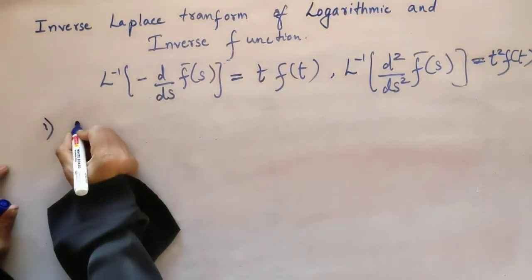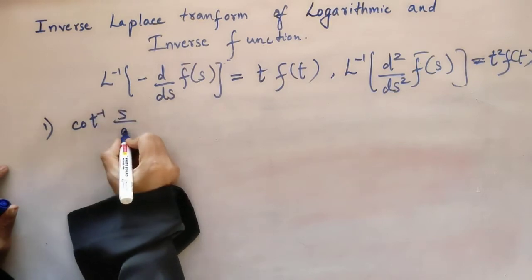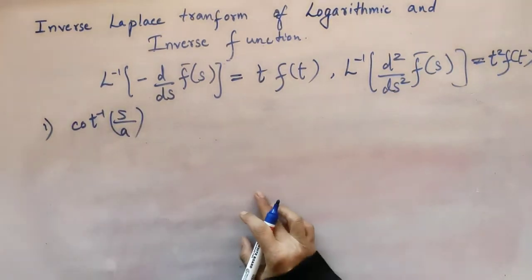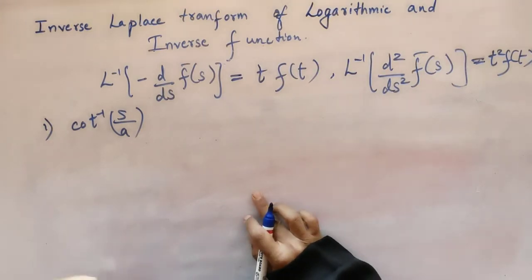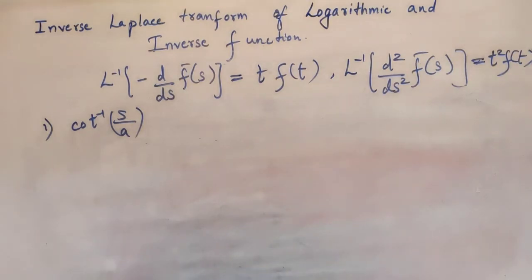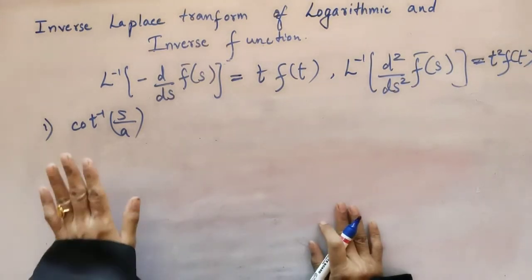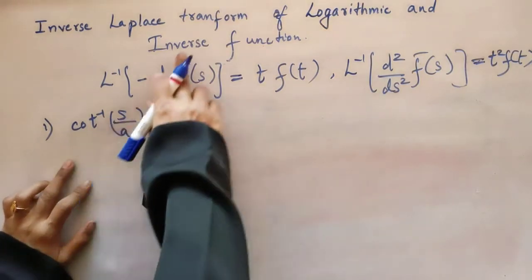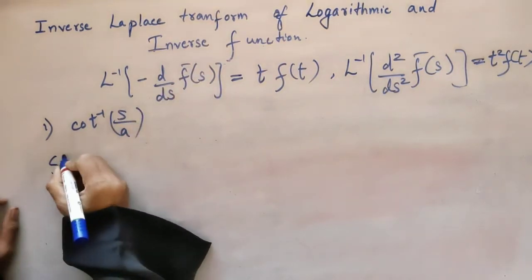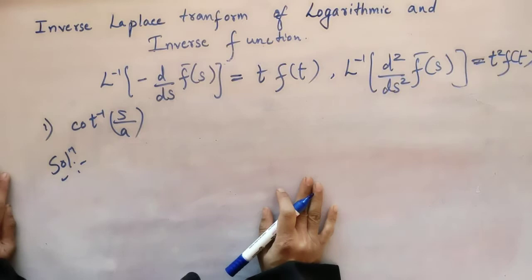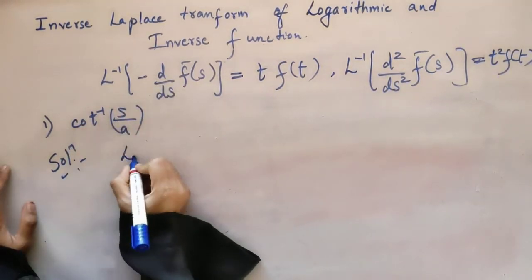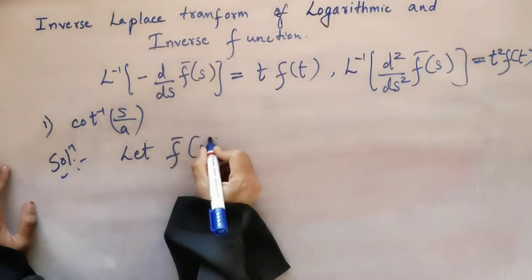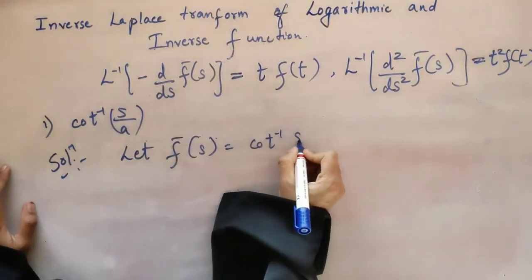Example 1: cot inverse of s by a. Now have you ever got your Laplace transform to be cot inverse of something in your derivations for the standard functions? Nowhere have you got it, is it not? So to solve such a problem, which has appeared in an inverse Laplace, the solution goes as follows. You are going to first take this as f bar of s. So let f bar of s be equal to cot inverse of s by a.